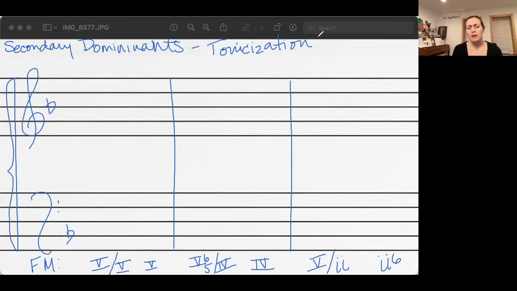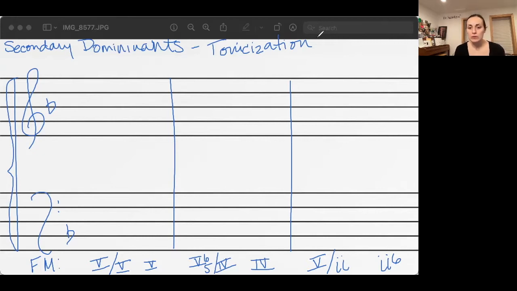Modulation would be a whole segment that is confirmed with a cadence in the new key. This is just a temporary shift, really just two chords, maybe another predominant chord leading into this, but then it goes right back to the original key. And like we said, this is all just temporary. So let's take a look.